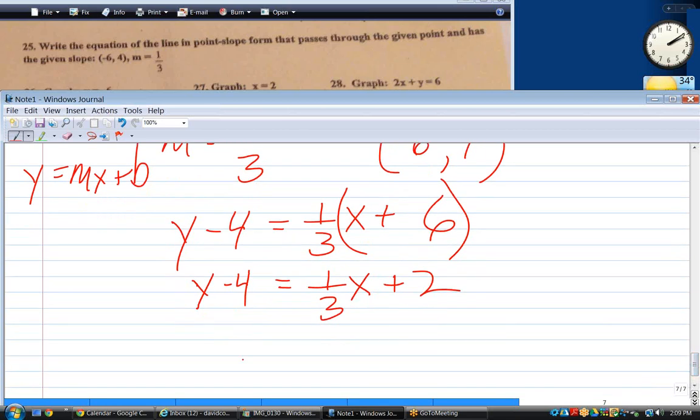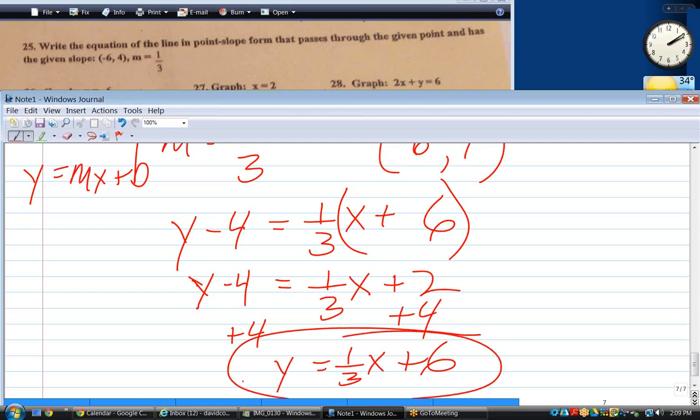So it would be negative 4y. How do I isolate the y? What am I going to do with that minus 4? Yeah, 4. Okay? So what's it going to be? What's the final? Y would equal 1 over 3x plus 6. That's good. There's your equation. You understand that? Looks really good.